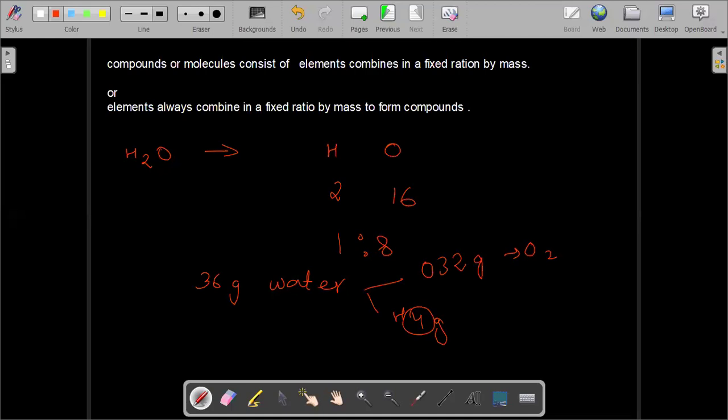Sir, how did you get 32 grams? The ratio. See, the ratio of 4:32 should be equal to 1:8. Oh, okay. It should always have the ratio 1:8. So you can find it by this. Okay.